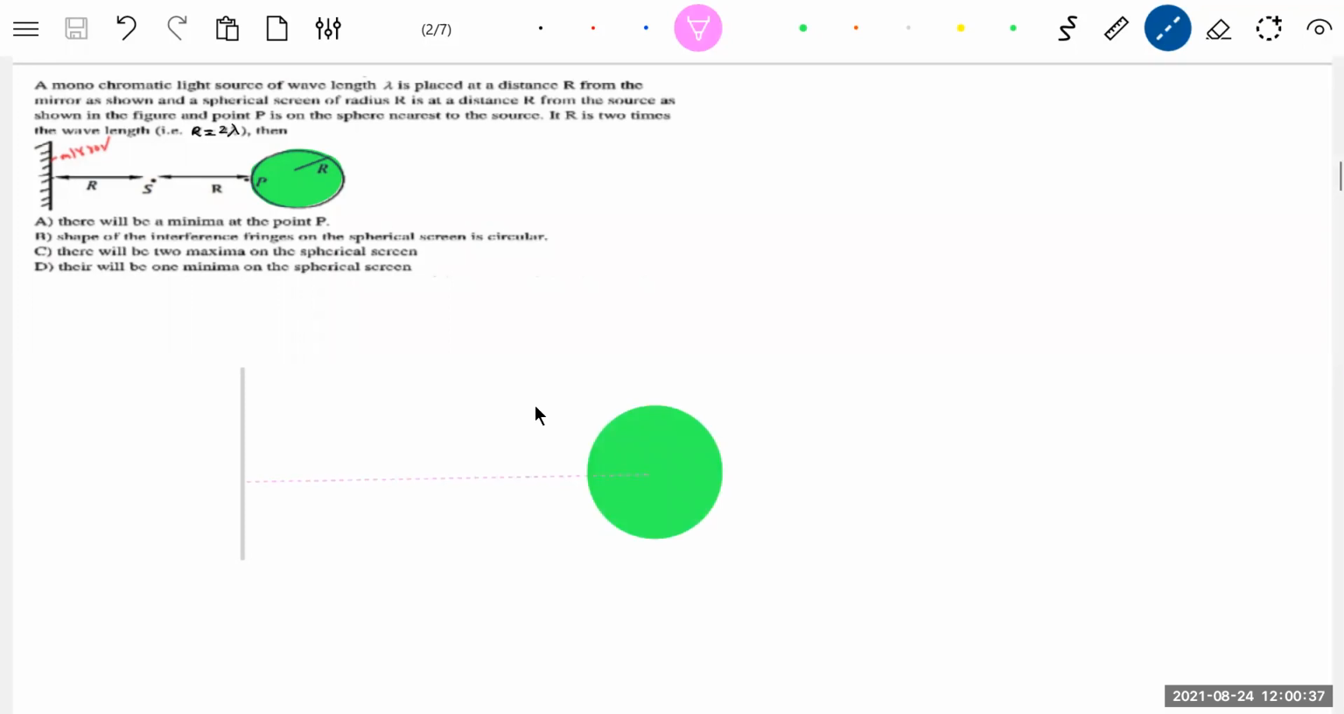You should be careful enough with the geometry here. Nothing is there already, you know, the concept. Due to the mirror, there will be a phase change of pi radian. Due to that, an additional path of lambda by 2 will come. So in Lloyd's mirror, there is a source which is kept exactly at the midpoint. Keep it in this way, and there's a mirror.